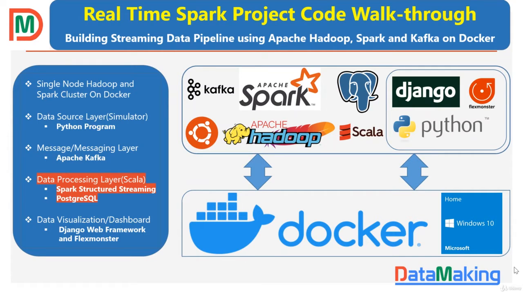Now we come to the module which is the core of this project, which is a streaming data pipeline using Spark. We are going to use Spark Structured Streaming. We are going to consume the data from the Kafka topic, do a lot of pre-processing and transformation, get the aggregated data, and save it to PostgreSQL. That's what we are going to do.